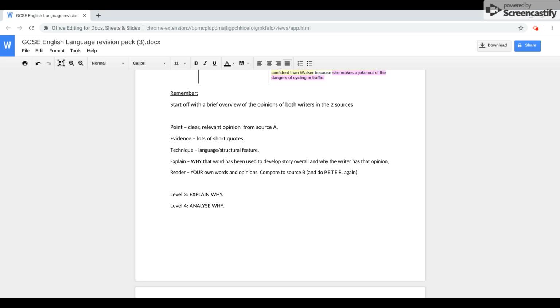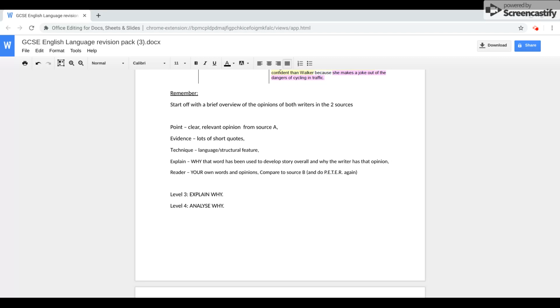So your point should be a clear and relevant opinion from source A, with lots of quotes to back yourself up, and then elevate your mark by getting in a writer's method or a technique, a language and/or a structural feature, and look at those tones, look at those metaphors, similes, personifications, etc. Look at your techniques and terminologies in your quotes. That's where you are looking for that technique in the quotes that you've already chosen.